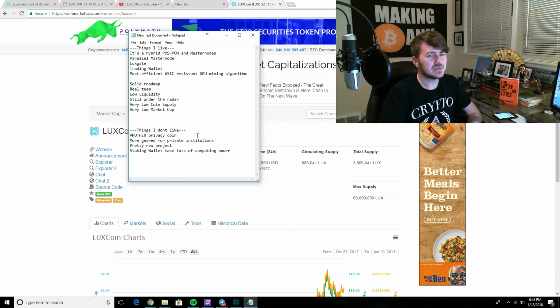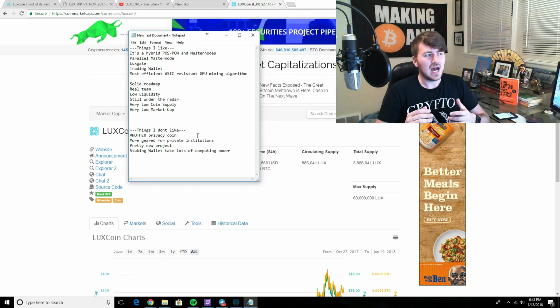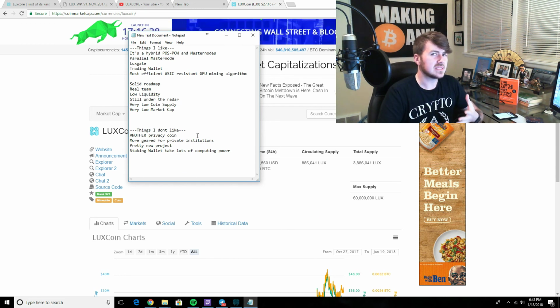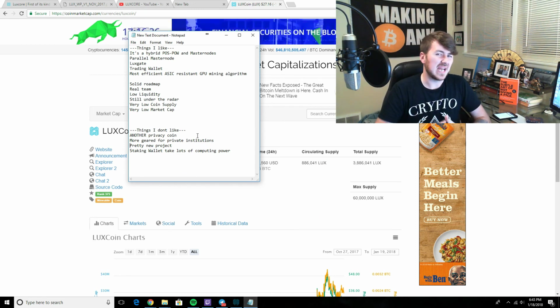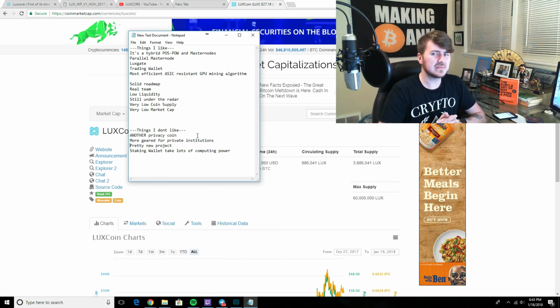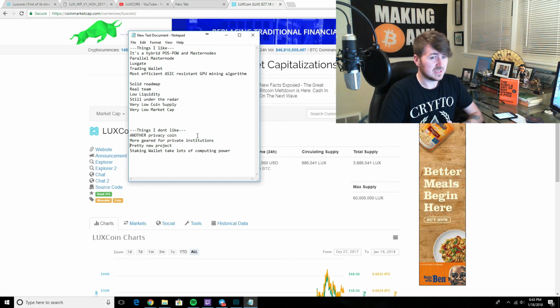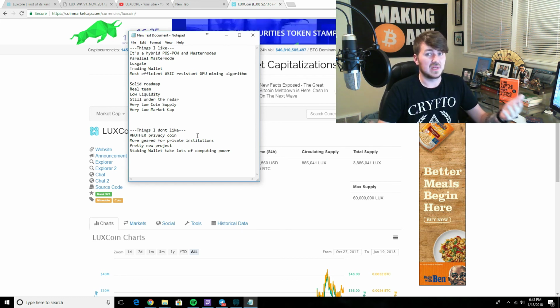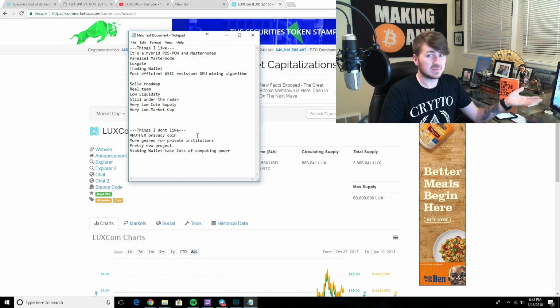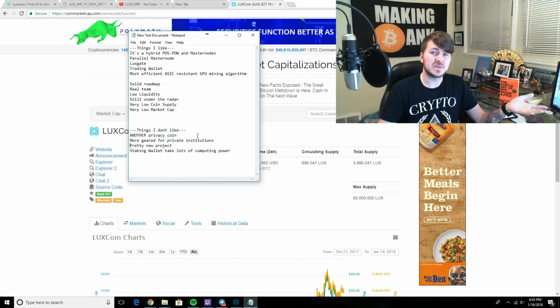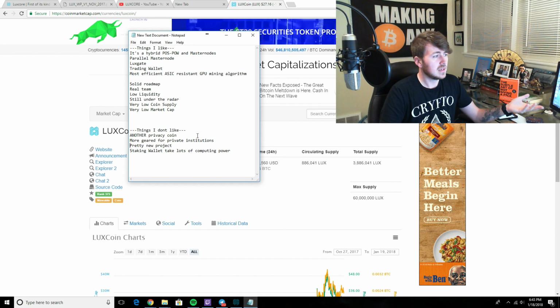It's more geared for private institutions, though, which I have on things I don't like because I'm looking for something that I would use personally, and it seems like it's more geared towards private institutions. Like if you liked Ripple or something, it's not because Ripple ain't geared for the people; it's geared for banking.